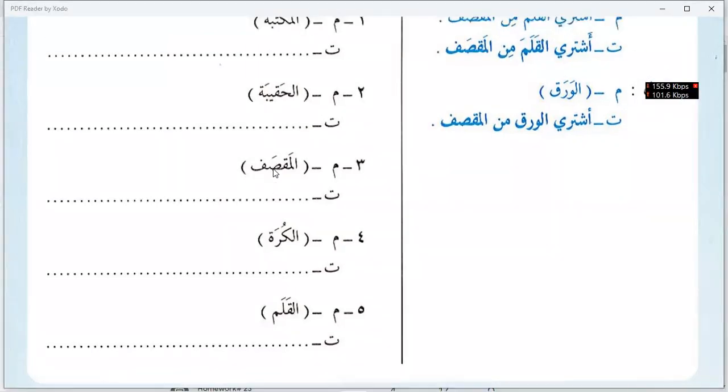Ashtari al-maqsaf min al-maktaba. What is the meaning of maqsaf? Canteen. Maqsaf means canteen. Yes, canteen. Ashtari al-haqiba min al-maqsaf. Okay. Next.